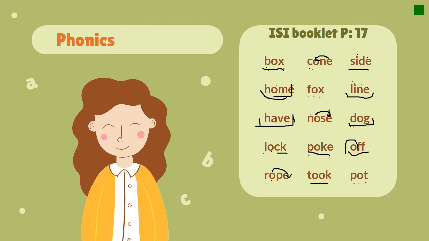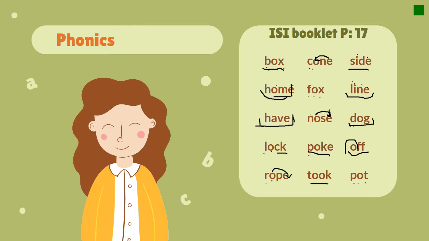Here we have the word nose. Nose with the long O sound. Poke. Poke with the long O sound. The word poke means to tap someone or something with your finger or with a sharp object.